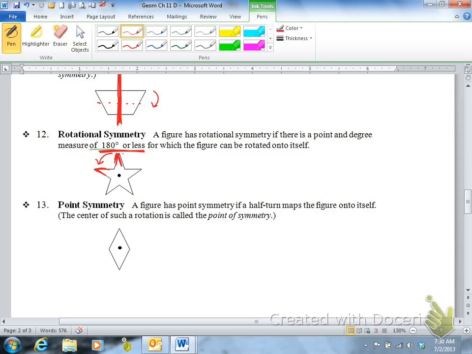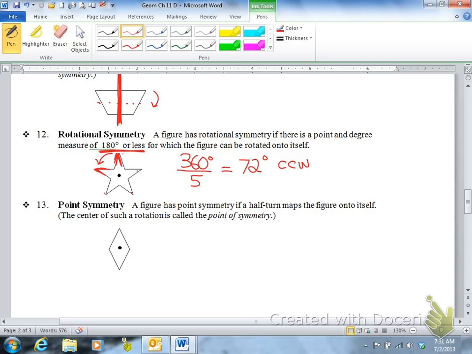Now, to figure out the degrees, think of a full circle as 360 degrees. Notice you have 5 points that are identical looking, so you would divide by 5, and you would find that your degree is 72 degrees, and we went counterclockwise. It would also be 72 degrees clockwise.